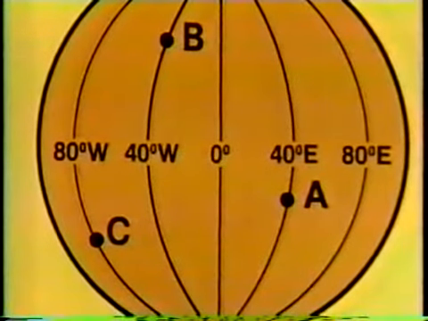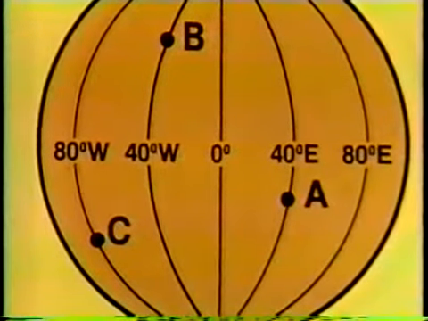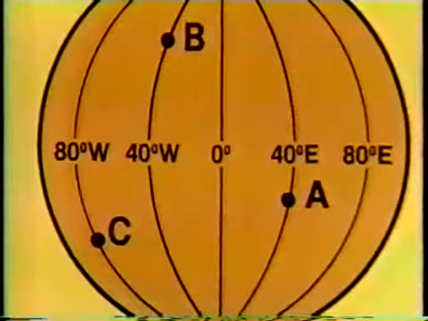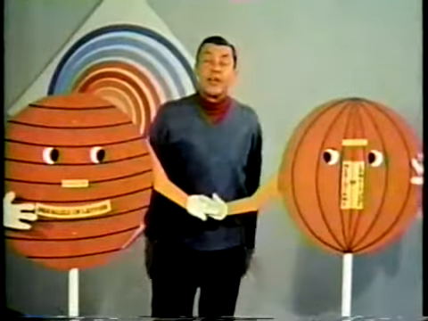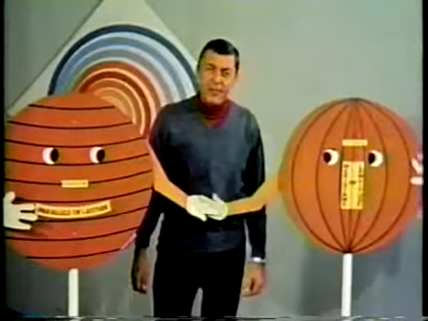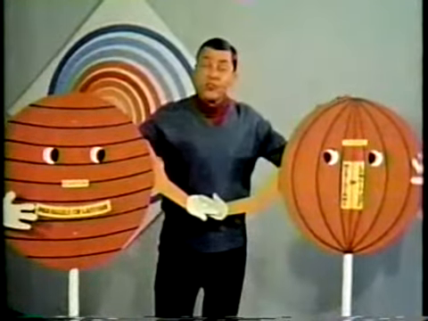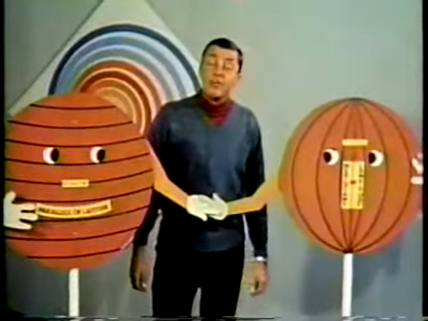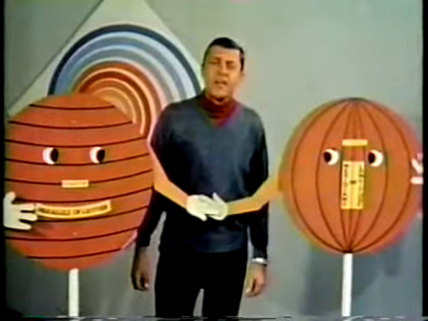To locate any point, then, we really need both its longitude and its latitude. That's why these two get along so well together. They really work hand in hand. On most globes and maps, Mr. Latitude and Mr. Longitude form a grid system, which enables us to find the position of any point on the surface of the Earth.